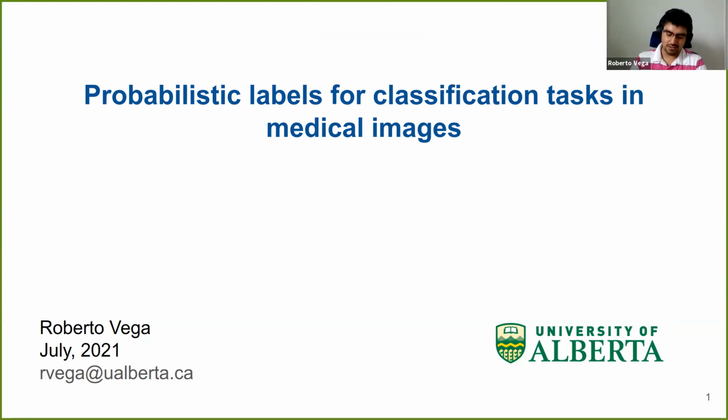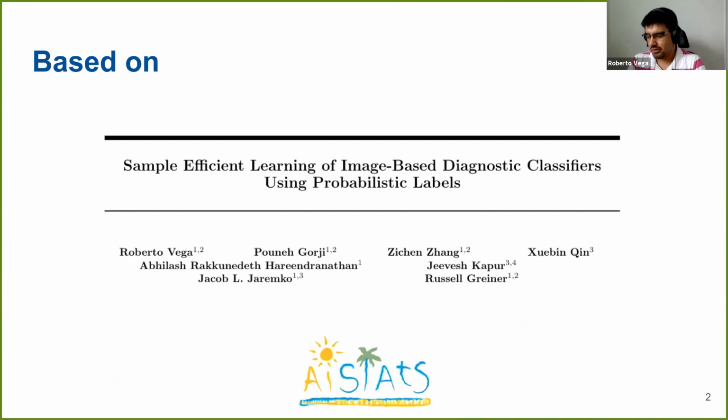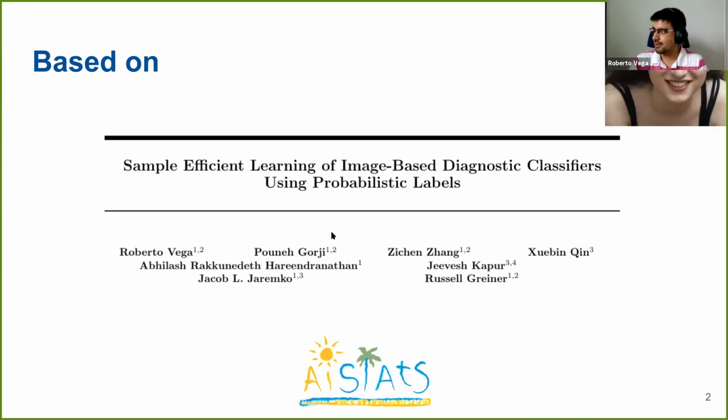So then let's start. The title of this talk is Probabilistic Labels for Classification Tasks in Medical Images. And as was mentioned, this is the presentation for this paper, Sample efficient learning of image-based diagnostic classifiers using probabilistic labels, that was presented at AI Stats a few months ago, and it includes the very important work from Pune, who Rod just mentioned. She didn't make it back in the flight from Iran. So this work includes very important contributions of hers.